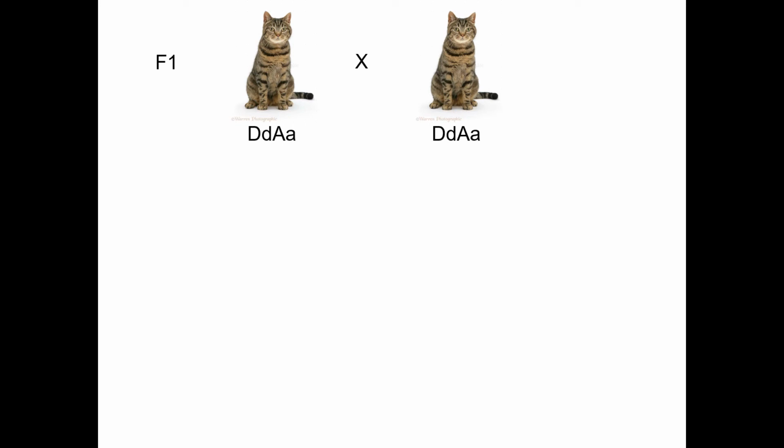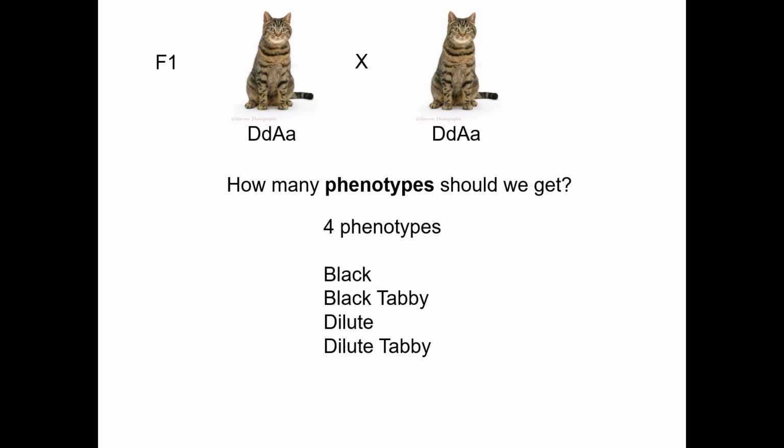So we want to ask a couple of questions. How many phenotypes should we get? What's possible? Well, our options are 4. We could get black cats, black tabby cats, which have stripes, dilute cats, or dilute tabby cats. There's a formula that we can use to determine the number of possible phenotypes, and that formula is 2 to the n, where n is the number of genes. We're dealing with 2 genes, so 2 squared is 4.